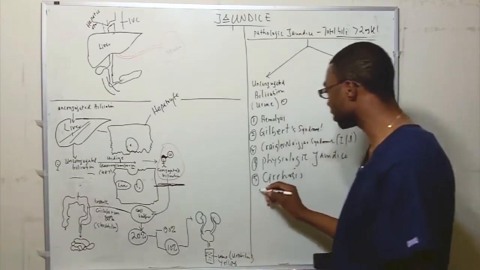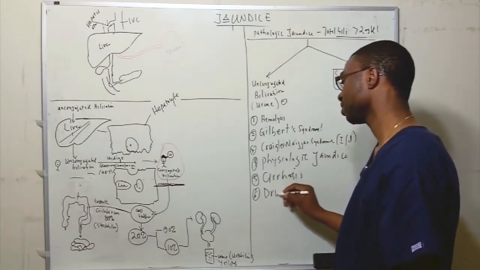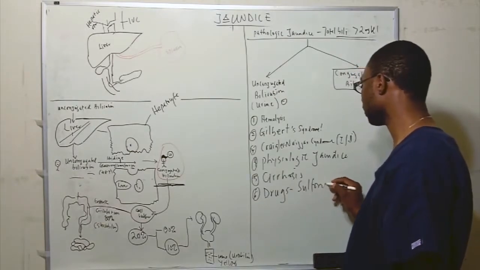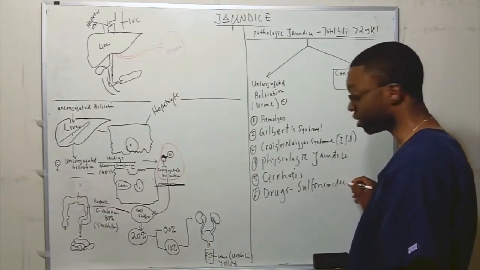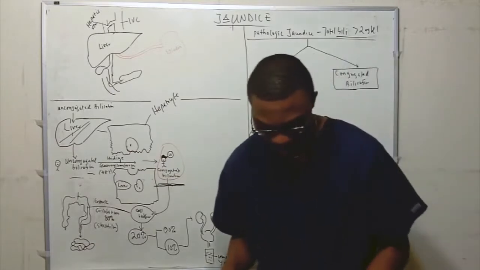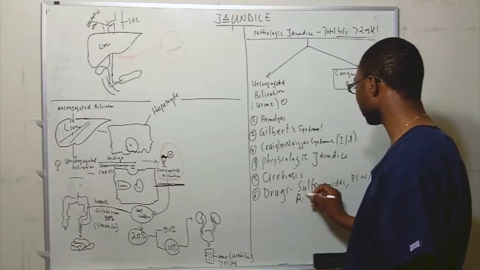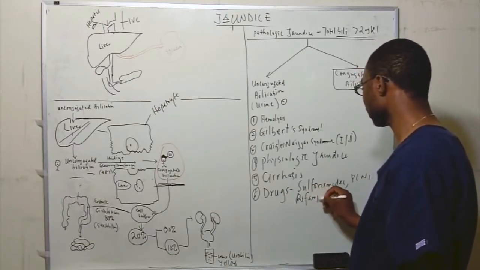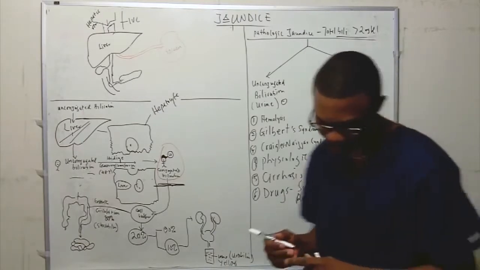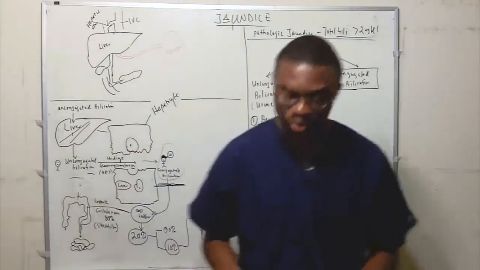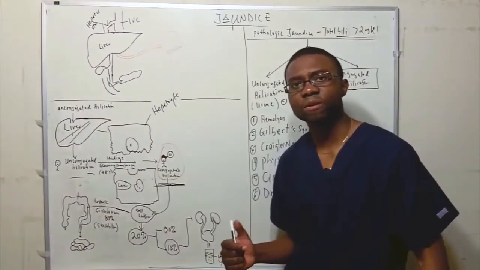Last but not the least, drugs. Notorious sulfur drugs, sulfonamides. They're notoriously known for causing it, penicillin, rifampin. These are all hepatotoxic drugs that can also cause you to have elevated bilirubin. Okay? Also radio contrast agents.